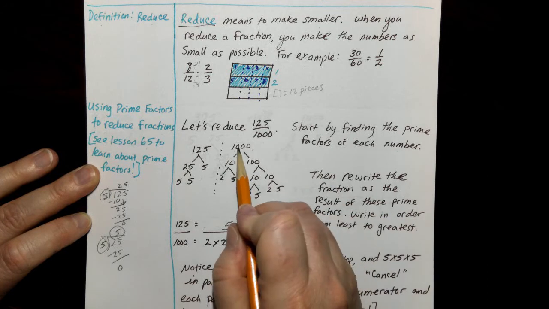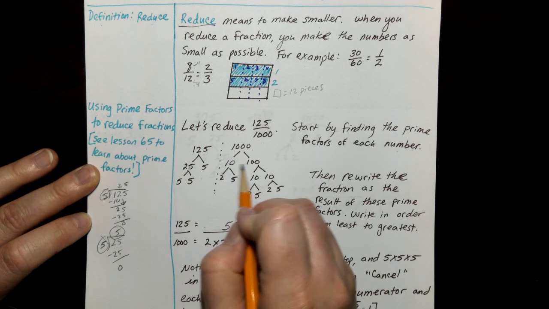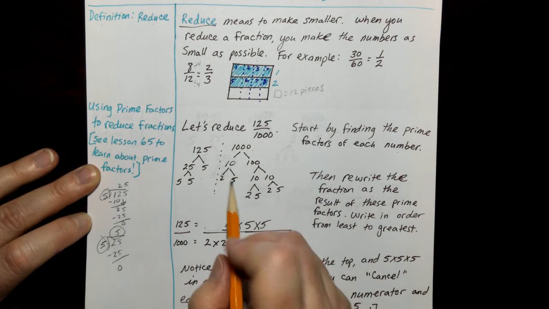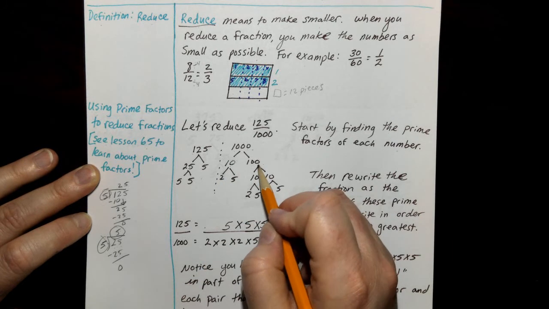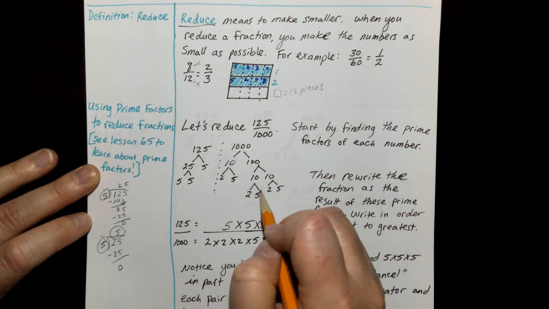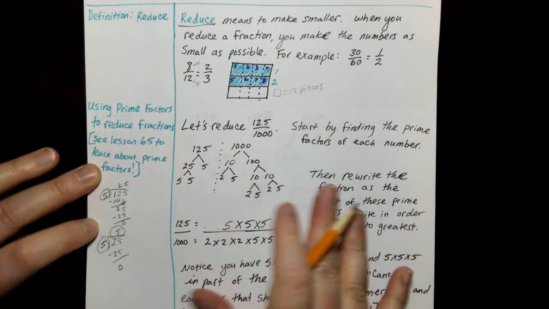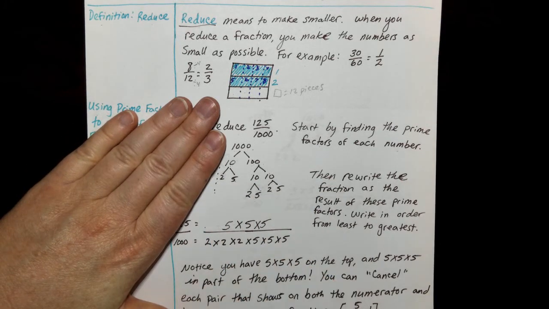1,000. Well, I have 3 zeros, so a power of 10. 10 is the same as 2 times 5. 100 is 10 times 10. I'm still not done. 10 is 2 times 5. So I have 2 times 2 times 2 times 5 times 5 times 5.